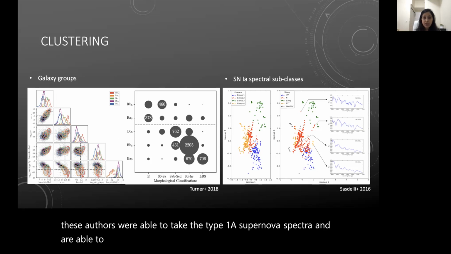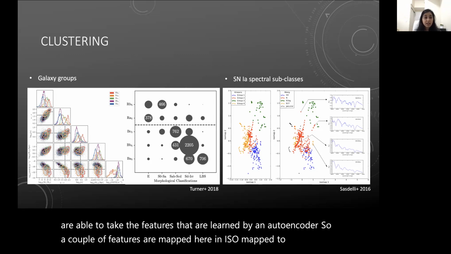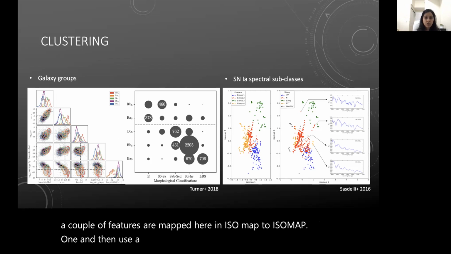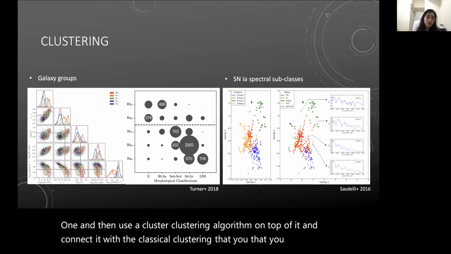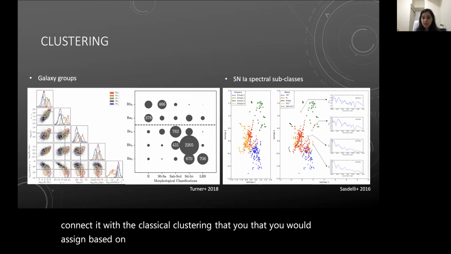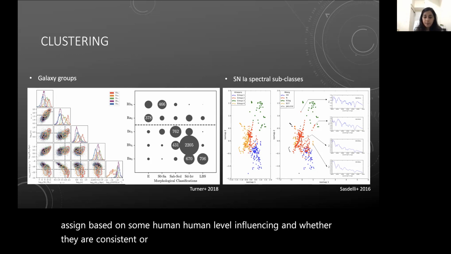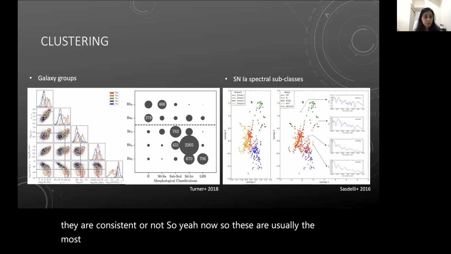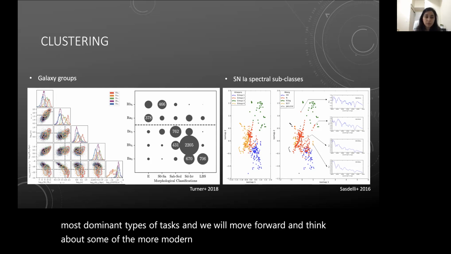These authors were able to take the type 1a supernova spectra and the features that are learned by an autoencoder. A couple of features are mapped here in Isomap 1 and Isomap 2, and they then use a clustering algorithm on top of it and connect it with the classical clustering that you would assign based on some human-level inferencing, and check whether they are consistent or not. So these are usually the most dominant types of tasks, and we will move forward and think about some of the more modern ways machine learning has been used in astronomy.